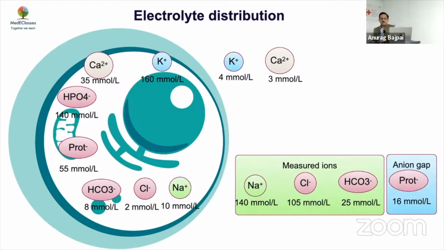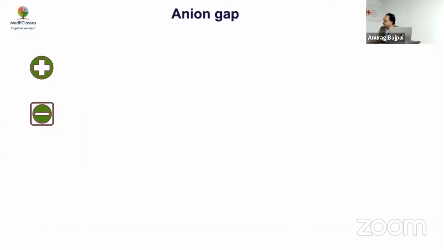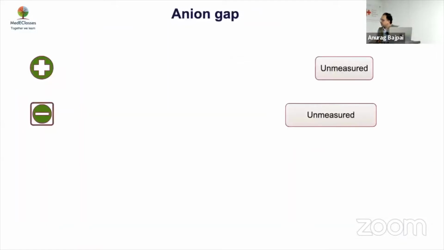So the anion gap is basically the difference between the unmeasured negative ions and the unmeasured positive ions. Put another way, measured positive ion, which is sodium, minus measured negative ions, which are bicarbonate and chloride, will give you the anion gap. So it is unmeasured negative minus unmeasured positive ion. Now, if you flip the coin to the other side, how will I measure the unmeasured?